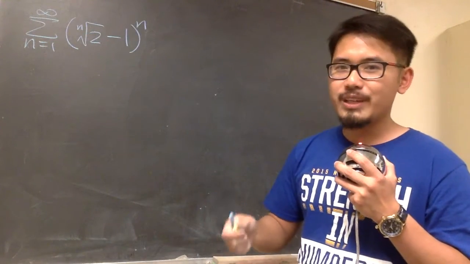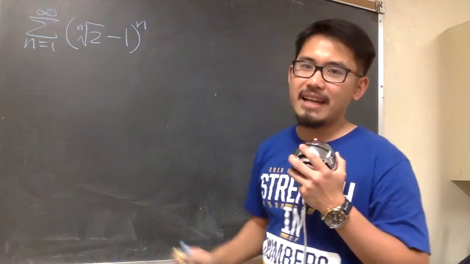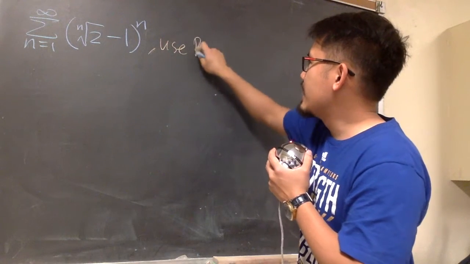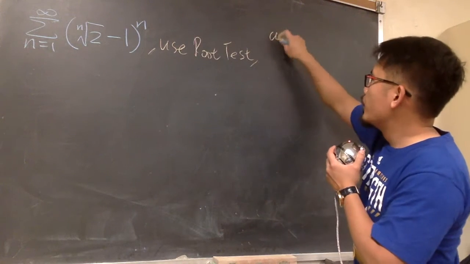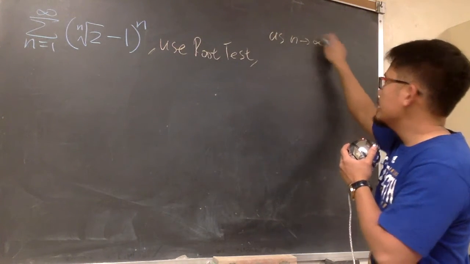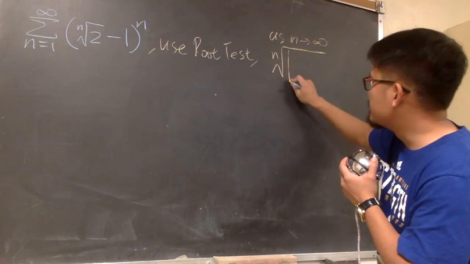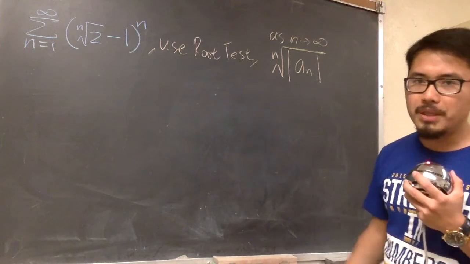Remember, for the ratio test, we had to do the a sub n plus 1 business. Let's not do that because of that. So we will use the root test instead, and let me write it down right here for you guys. For the root test, we will check, as n goes to infinity, the nth root of the absolute value of a sub n. And let's see what this is going to turn out to be.